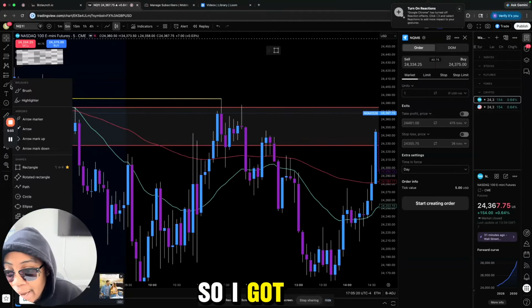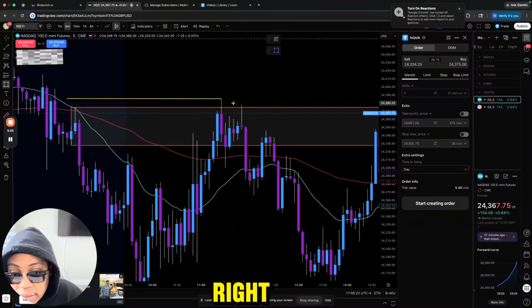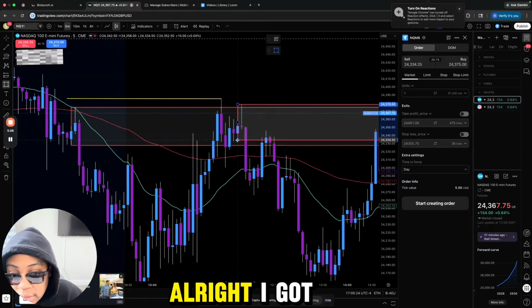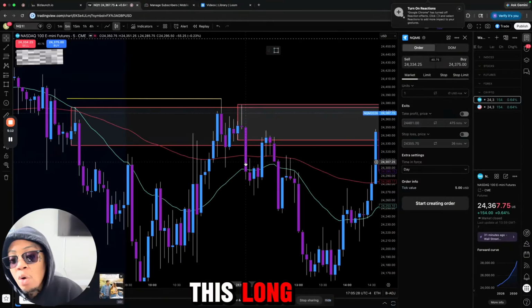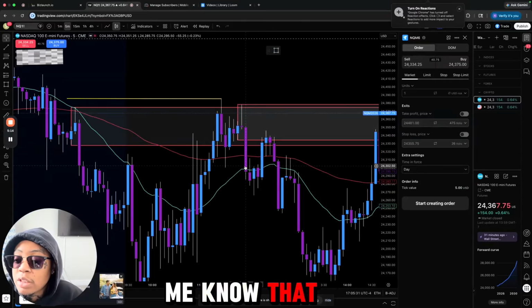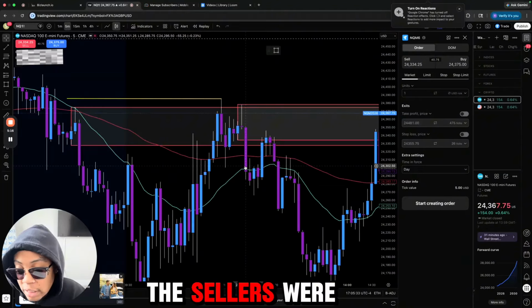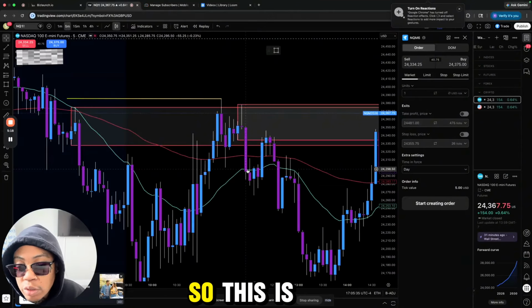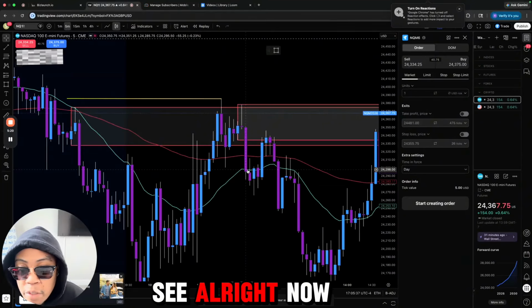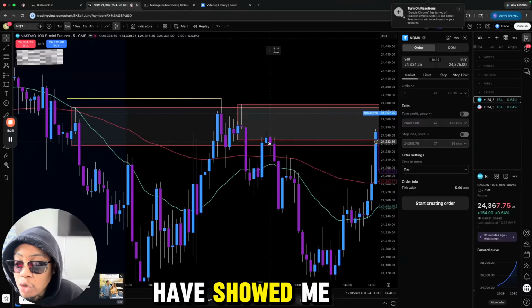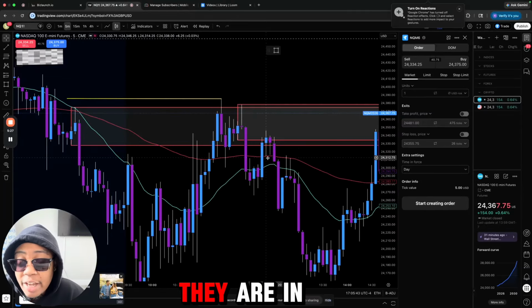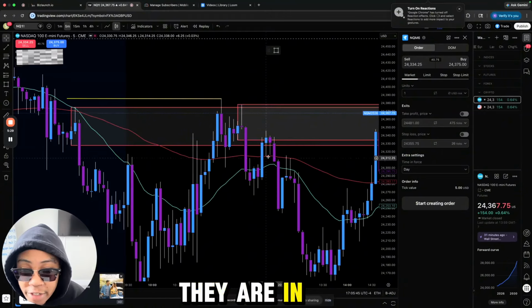So I got another supply zone, right? I got a new supply zone right here. This long bearish candle let me know that the sellers were in the market. The sellers were here, right? So this is what I want to see. Now that the sellers have shown me that they are back, they are inside the market, right? They're in the market.